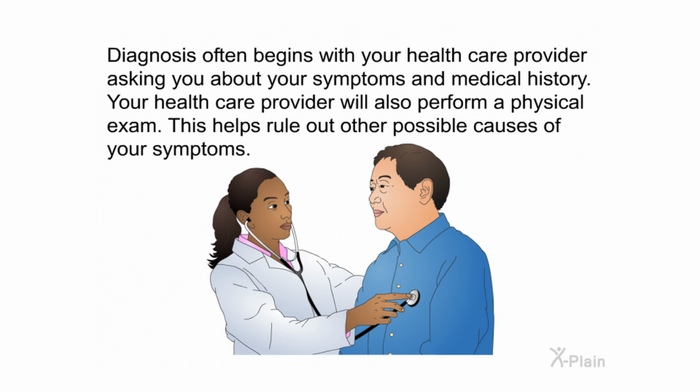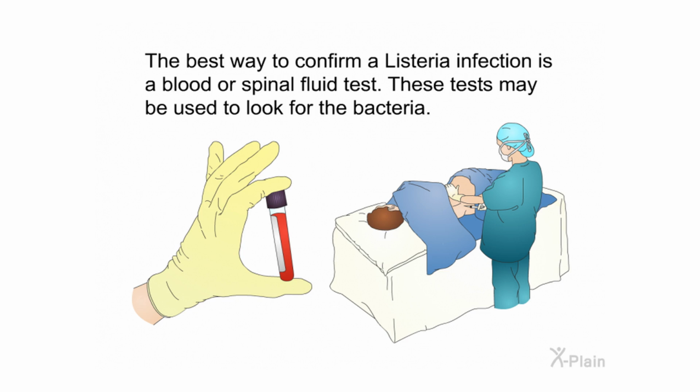Diagnosis. Diagnosis often begins with your healthcare provider asking you about your symptoms and medical history. Your healthcare provider will also perform a physical exam. This helps rule out other possible causes of your symptoms. The best way to confirm a Listeria infection is a blood or spinal fluid test. These tests may be used to look for the bacteria.